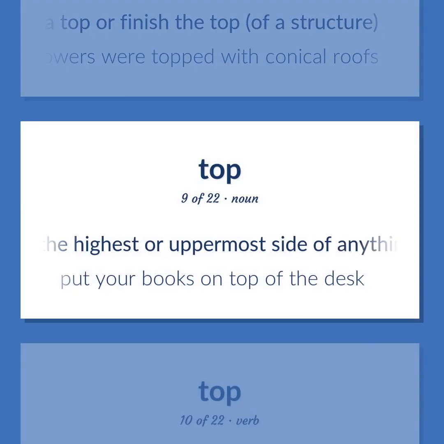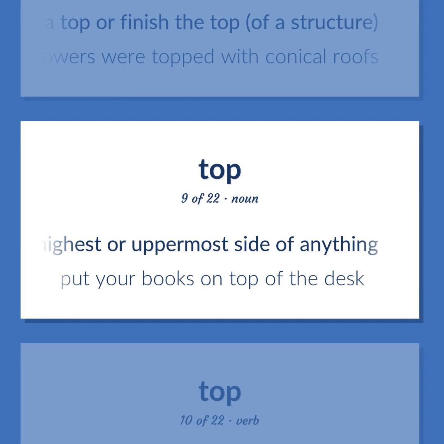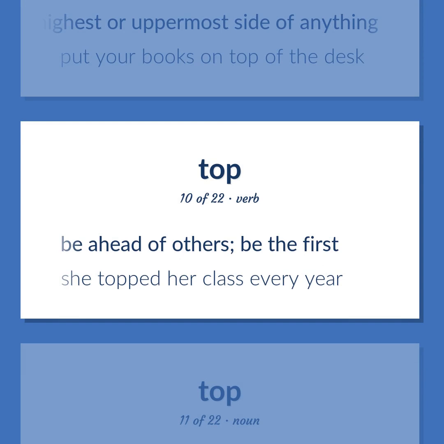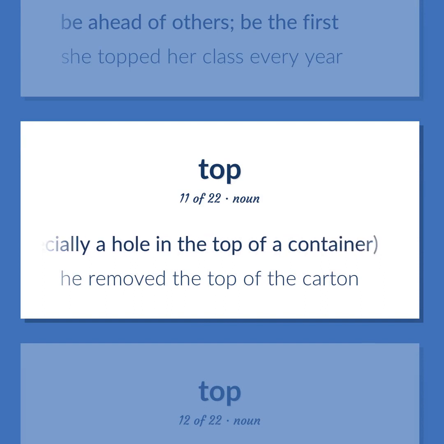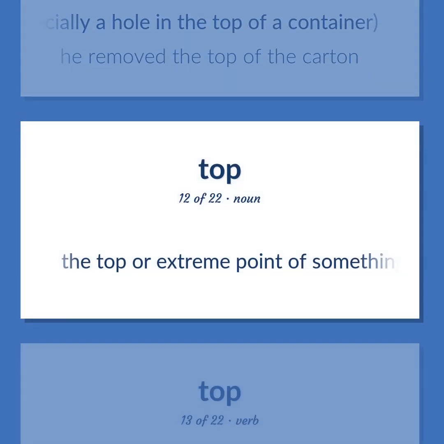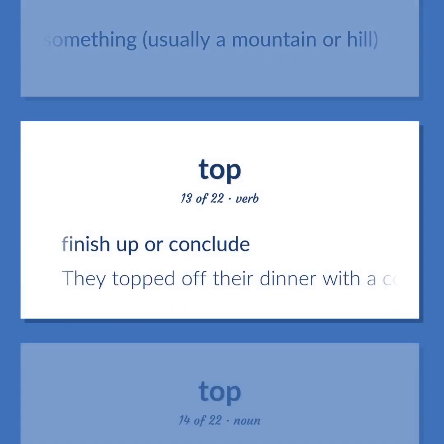The highest or uppermost side of anything. Put your books on top of the desk. Be ahead of others, be the first. She topped her class every year. Covering for a hole, especially a hole in the top of a container. He removed the top of the carton. The top or extreme point of something, usually a mountain or hill. Finish up or conclude. They topped off their dinner with a cognac.